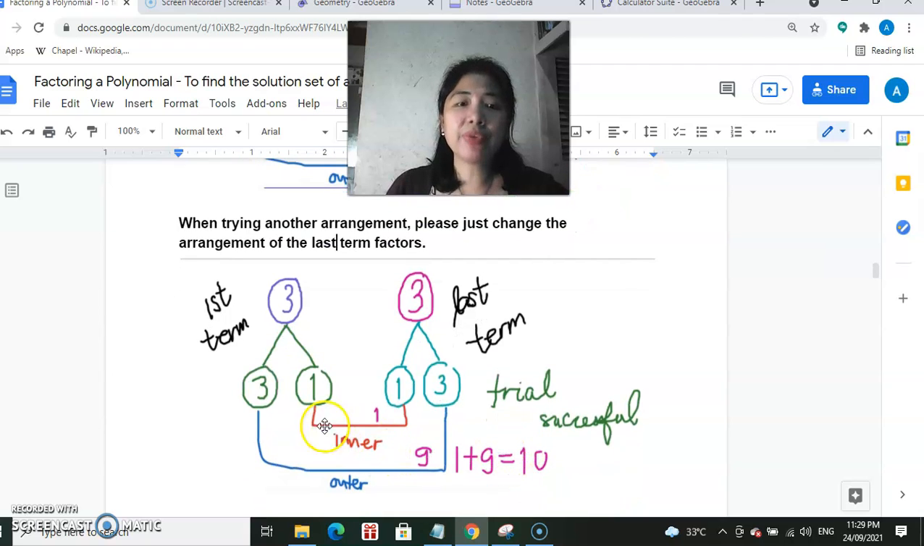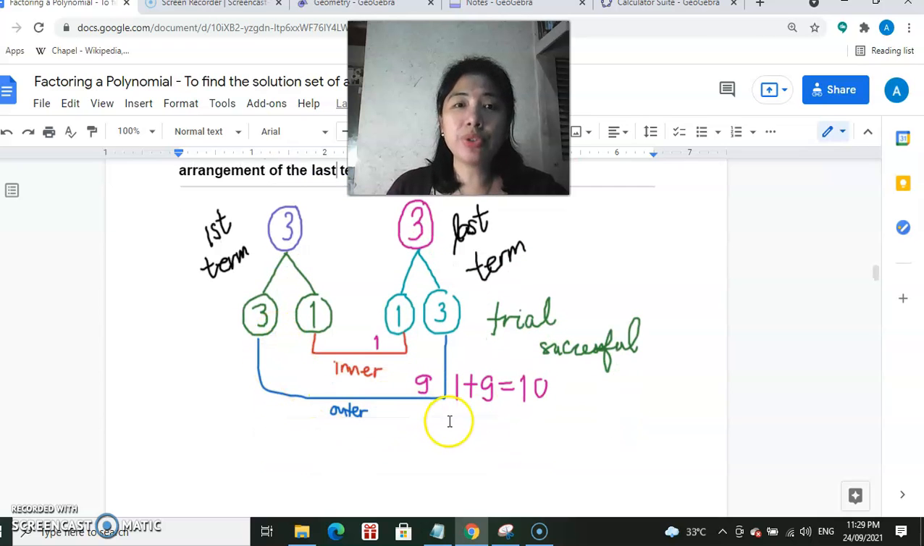So this time for the inner terms, inner numbers, inner factors, we have 1 and 1. So 1 times 1 is 1. And now let's consider the outer factors, 3 and 3. So 3 times 3 is 9. And now let's sum them up. 1 plus 9 is 10. So we have a trial that is successful.